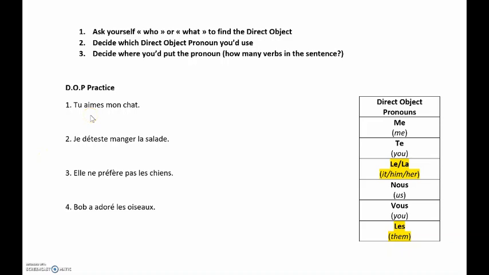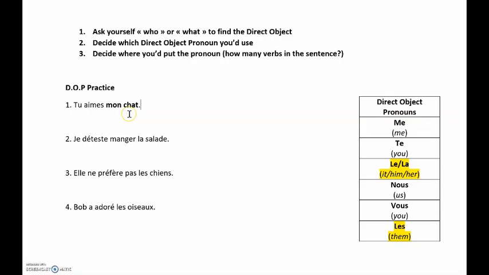Okay, so here is how to complete these questions. Our first one, Tu aimes mon chat. We're going to just follow these 3 steps here together. The first step, ask yourself who or what to find our direct object. So, tu aimes mon chat. That means you like my cat. You like what? My cat. Mon chat. So that is our direct object. Okay? That's what we're going to be replacing in this question.